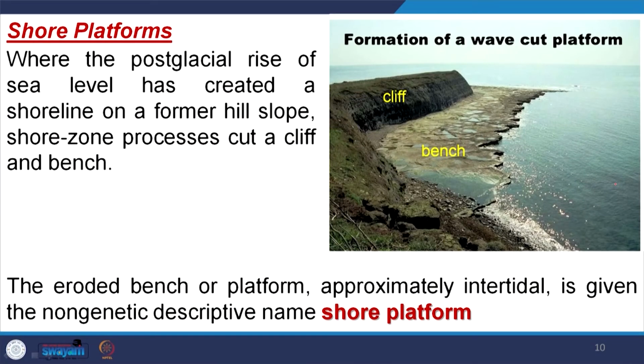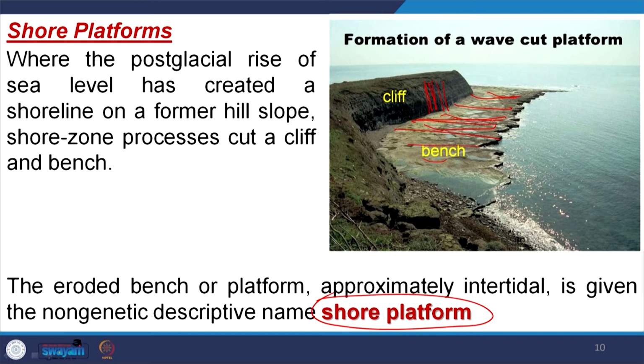Where the post glacial rise of sea level has created a shoreline on a former hill slope, shore zone processes cut a cliff and bench. We have two types of landforms. One is the cliff, which is near vertical or at a very high angle of slope, and the other is the bench. Here you see this part is the bench, a very low sloping surface. The eroded bench or platform, approximately intertidal, is given the non-genetic descriptive name shore platform. So the shore platform is the lower part here, approximately intertidal.